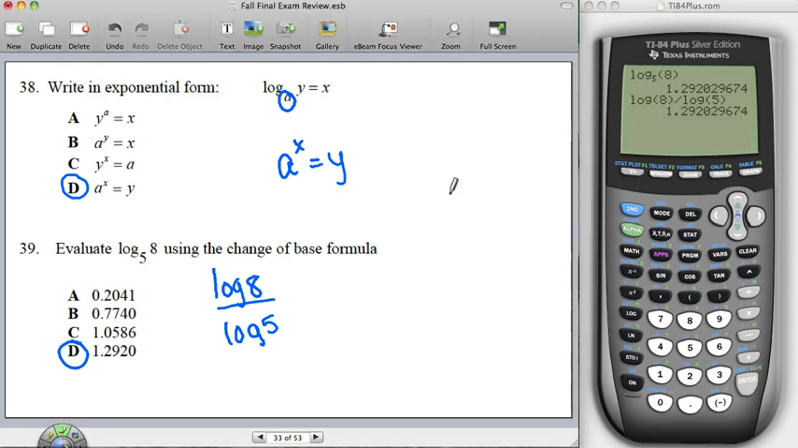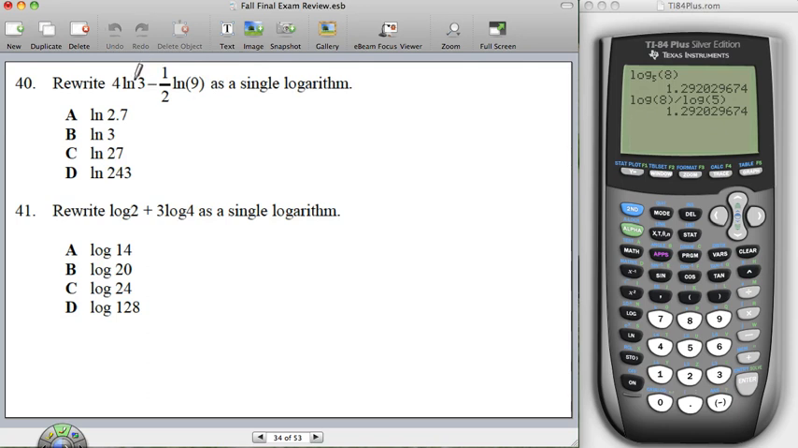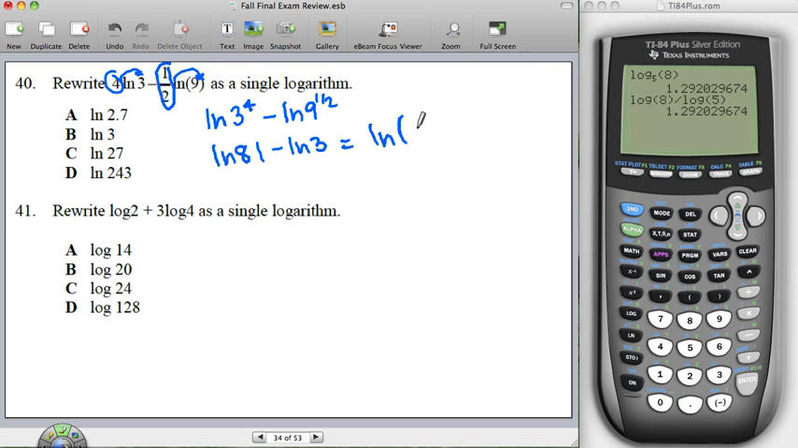Rewrite 4 natural log of 3 minus 1 half natural log of 9 as a single logarithm. So I can take my numbers in the front and bring them up as exponents. So that gives me natural log of 3 to the 4th minus natural log of 9 to the 1 half. 3 to the 4th is 81. 9 to the 1 half is the same thing as the square root of 9, so natural log of 3. Since I'm subtracting, I can divide what's inside the logarithms. So that gives me a natural log of 81 divided by 3, which is going to be natural log of 27. So 40 is going to be C.